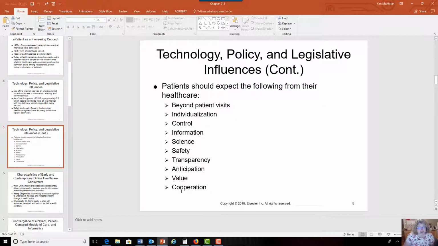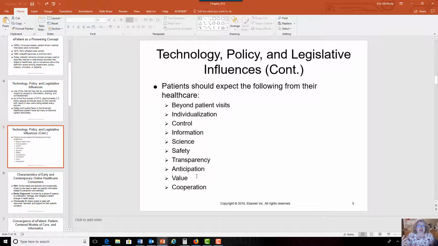So patients have certain expectations about their health care, and their health care has to be more than just a patient visit. It's got to be something that is helping them deal with their problems each day. Their health care has to be individualized to them.